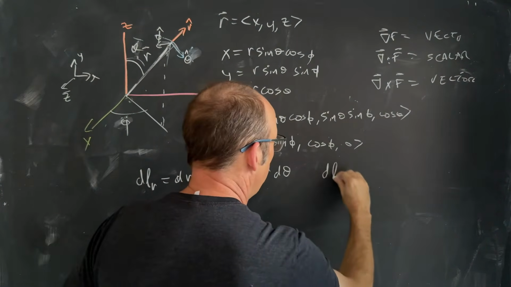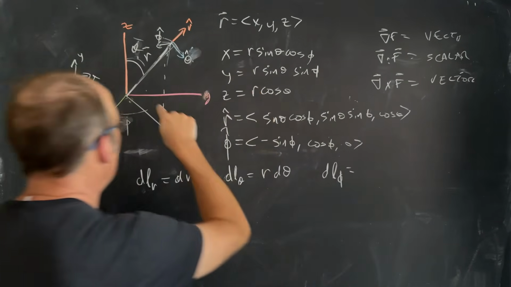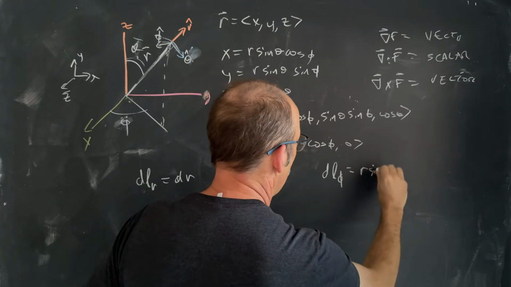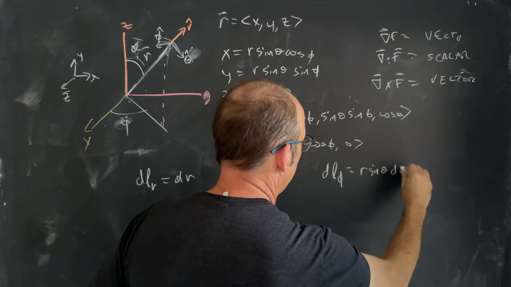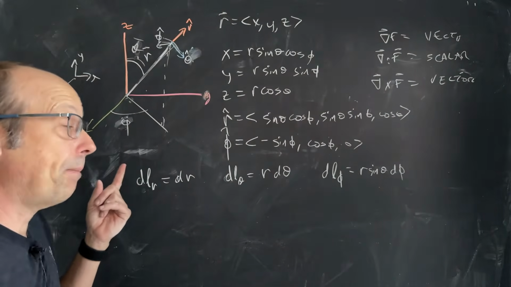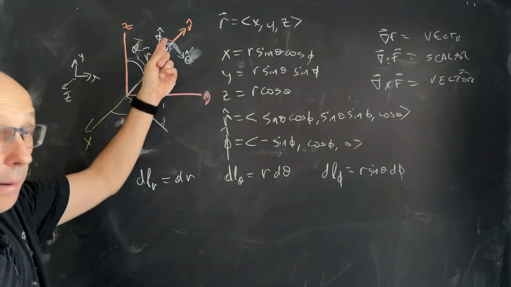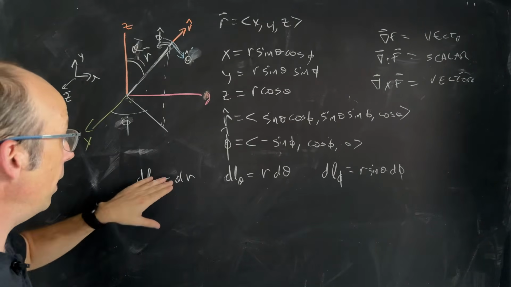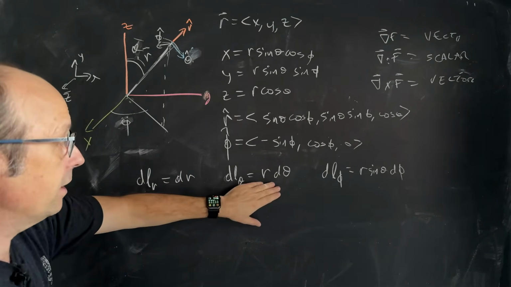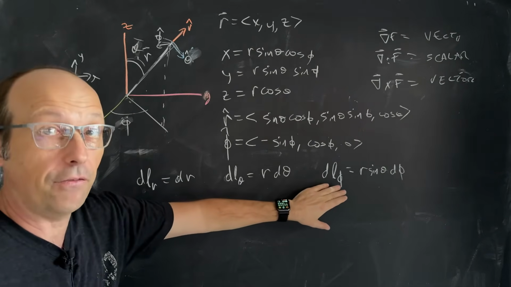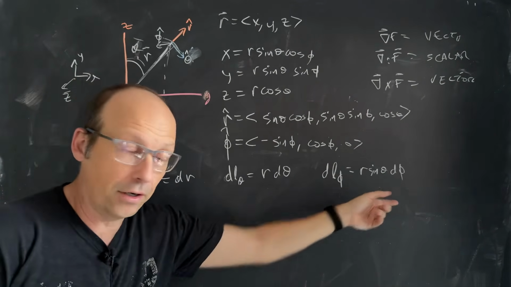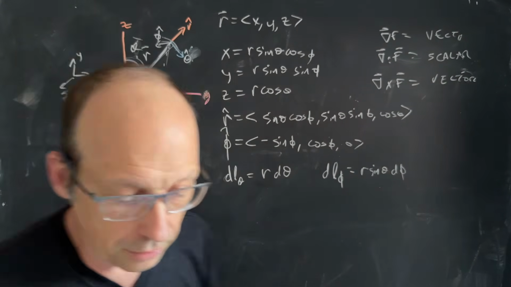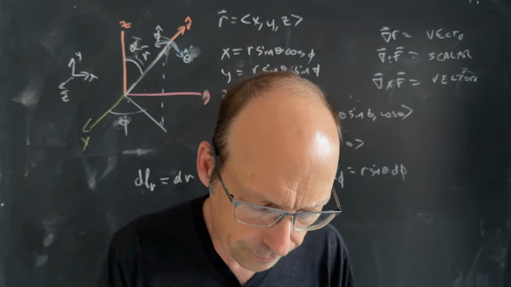And then dl phi, well, we have to actually project down into this plane. So we have the r sine theta d phi. So if I want a path integral in there, I may have to use one of these. If I want a surface area integral for a sphere, well, my dr is not going to change, so I have dl theta times dl phi, and I get the surface area element. If I have a volume element, I multiply this by this by this. So those are important to at least see. If you don't remember them, it's fine.